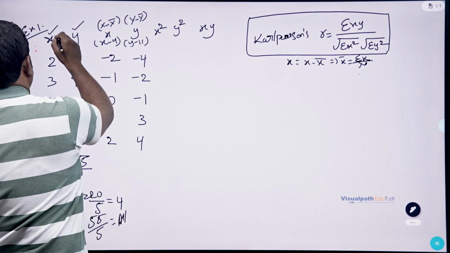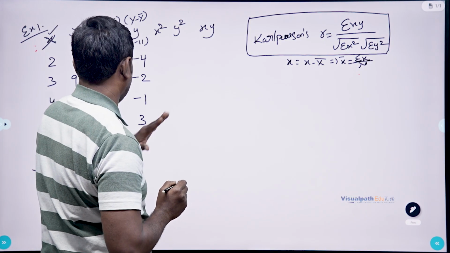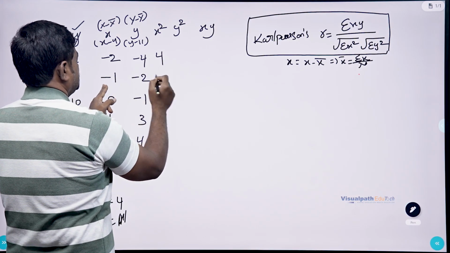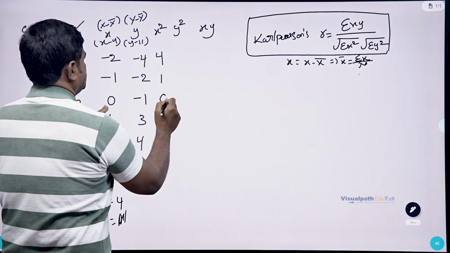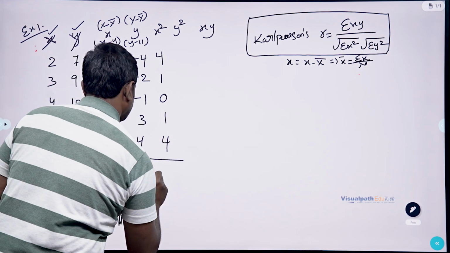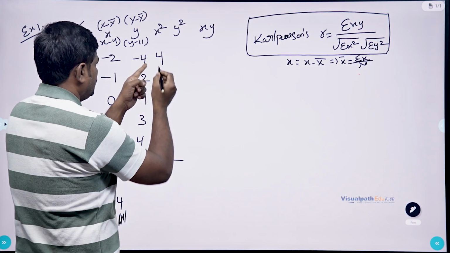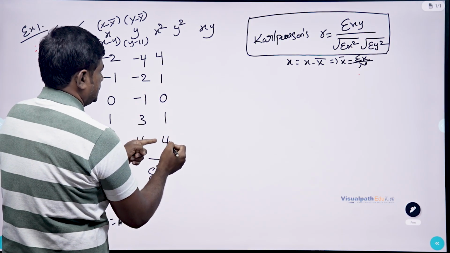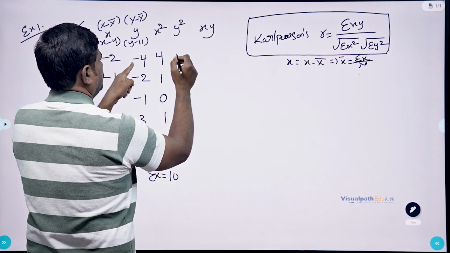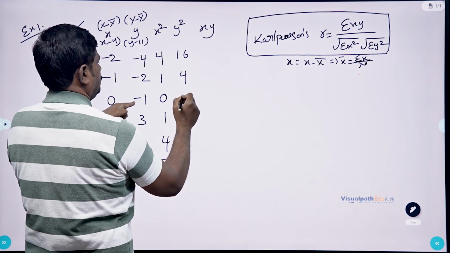For our confirmation, let us take capital X and capital Y, and small x and small y. Then small x square: minus 2 whole square is 4, minus 1 whole square is 1, 0 square is 0, 1 square is 1, 2 square is 4. So sigma x square is 4 plus 1 is 5, plus 1 is 6, plus 4 is 10. Next, similarly, y square: minus 4 into minus 4 is 16, minus 2 into minus 2 is 4, minus 1 into minus 1 is 1.